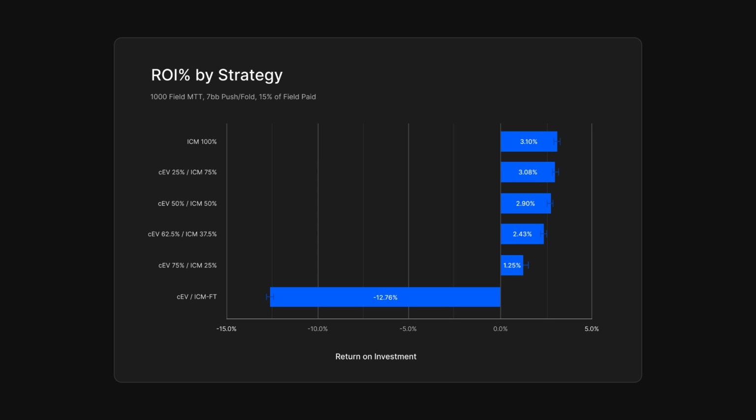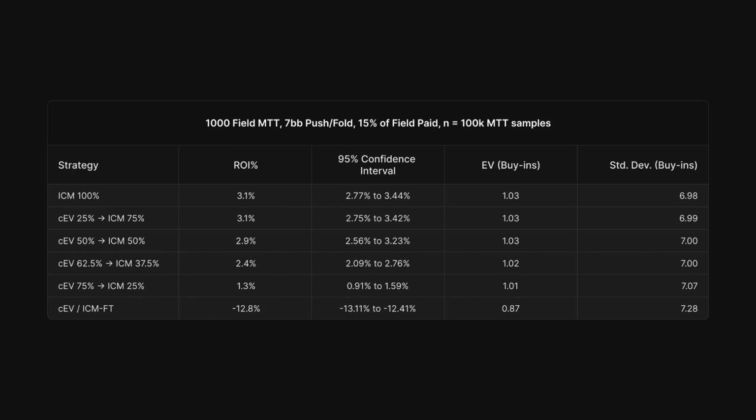So I think this just reinforces the idea that you need to switch to an ICM solution much sooner in order to maximize your results. Again, all of this data and all of these tables can be found in an article linked below. Check it out. So here's the 1000 field MTT, 7 big blind push fold, 15% of the field paid, and we can see the strategy, return on investment, and confidence intervals.